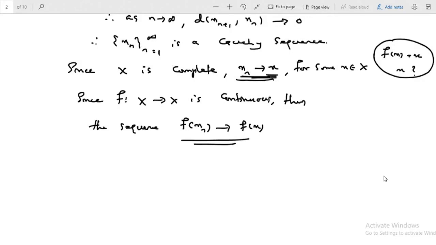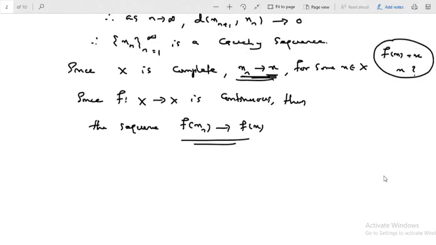The result അറിയാമല്ലോ, f continuous from X to Y continuous ആണെങ്കിൽ xn converges to x in X implies f of xn converges to f of x in Y. Here രണ്ട് X space ആണ്. f of xn converges to f of x. But we want to show that f of x is equal to x. And what about f of xn? Okay, what about f of xn?